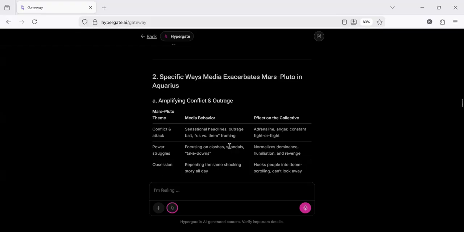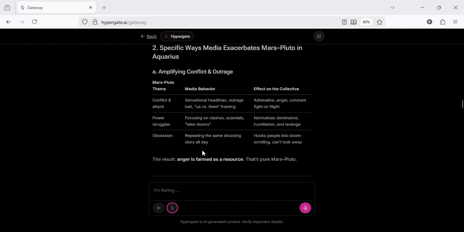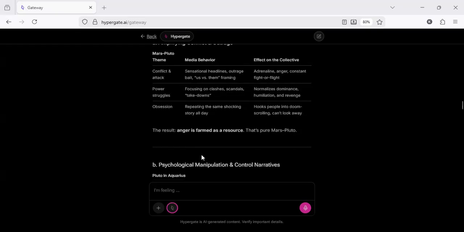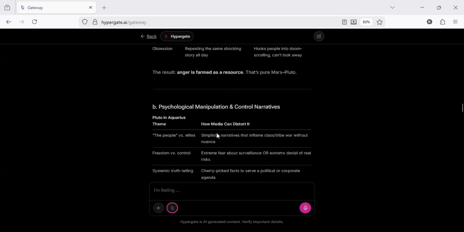Okay, power struggles: focusing on clashes, scandals, and takedowns. Its effect on the collective normalizes dominance, humiliation, and revenge. This is the negative side. It doesn't have to go this way. Obsession: repeating the same shocking story all day hooks people into doom scrolling, can't look away. Anger is farmed as a resource. Ooh, that is great. That's pure Mars Pluto. Anger is farmed. Think about that. It's being stoked, like kindling for the fire. Anger is a resource. Wow.